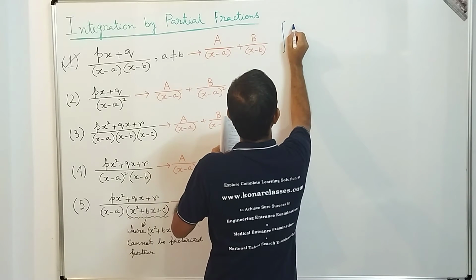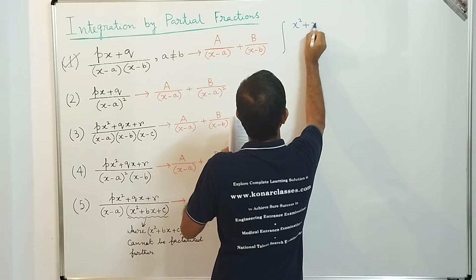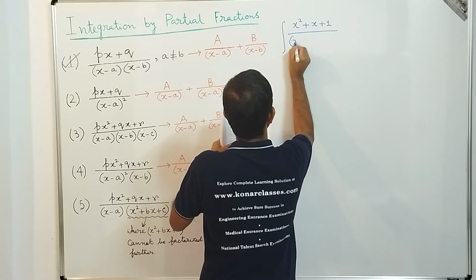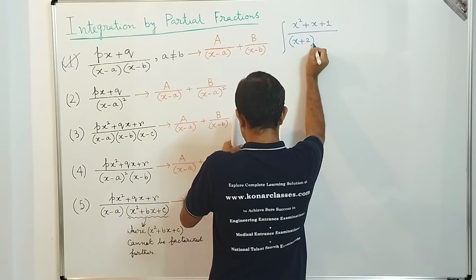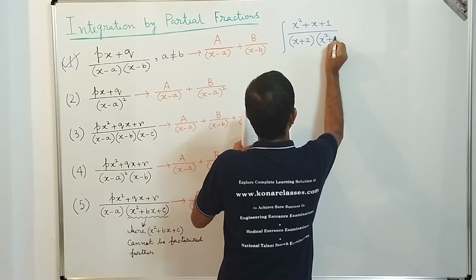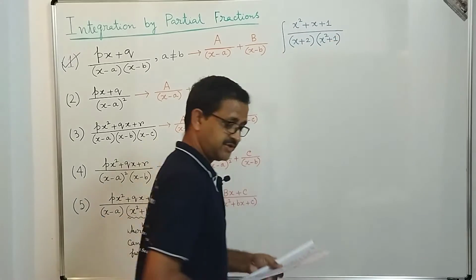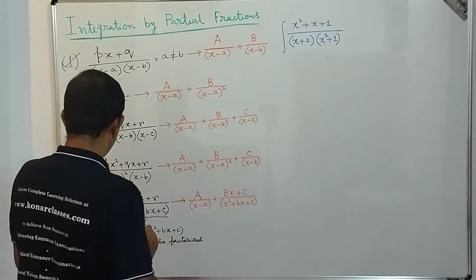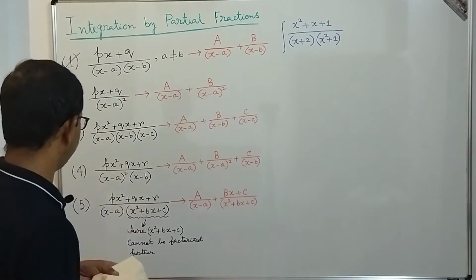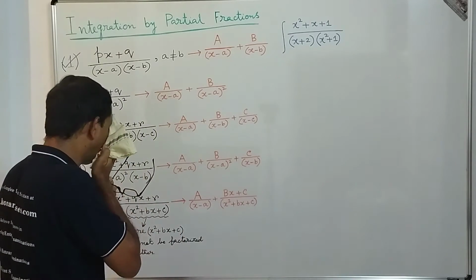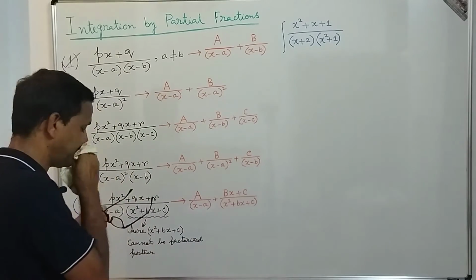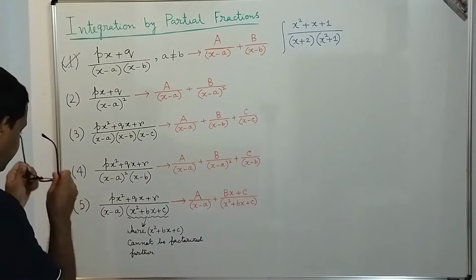Question here is the integration of x square plus x plus 1 divided by x plus 2 into x square plus 1. First you look at the question and see which category it belongs to. The most important part is to find the category, because that category will help you to express it in partial fractions in a proper manner.